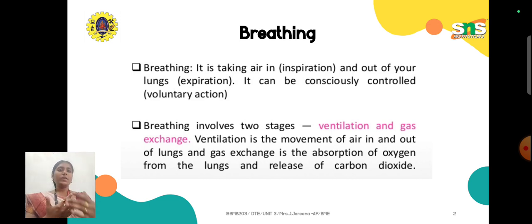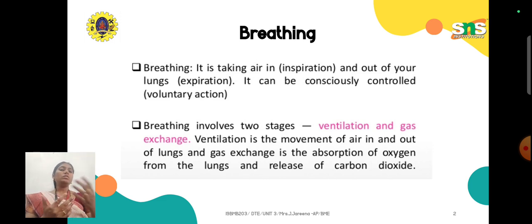So let's start with a basic introduction to breathing. Breathing is nothing but respiration. The main purpose of breathing is that we need oxygen, right? We have to take in the oxygen, and again we have to exhale the CO2, which is a waste gas that has to get out of our body.